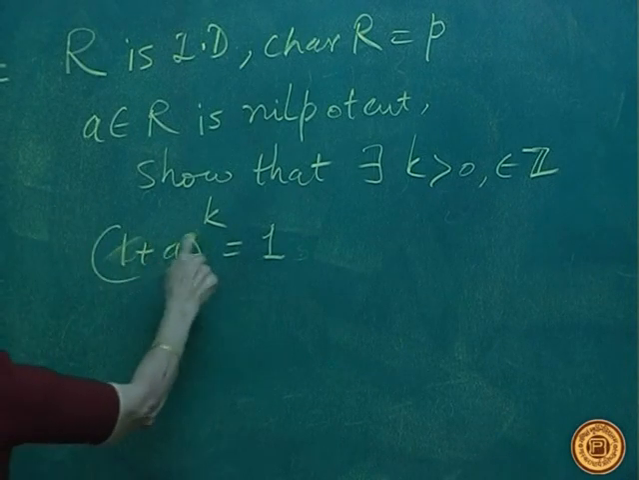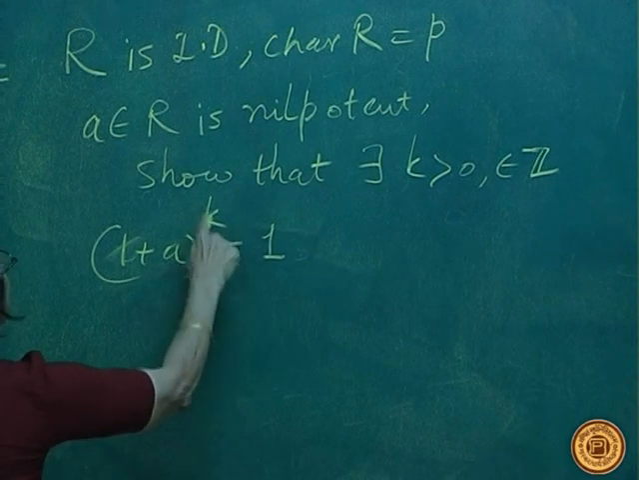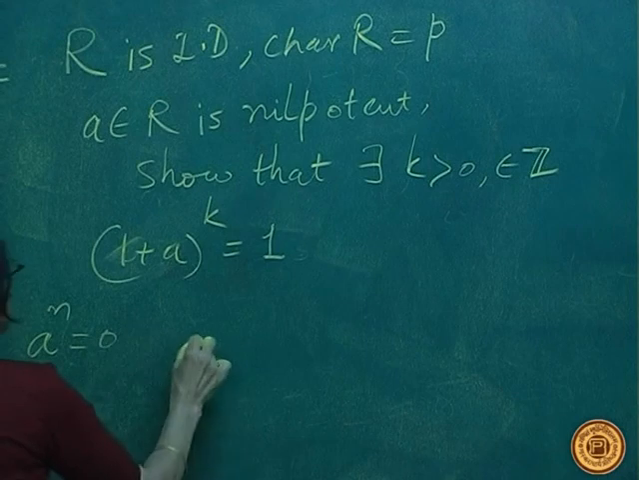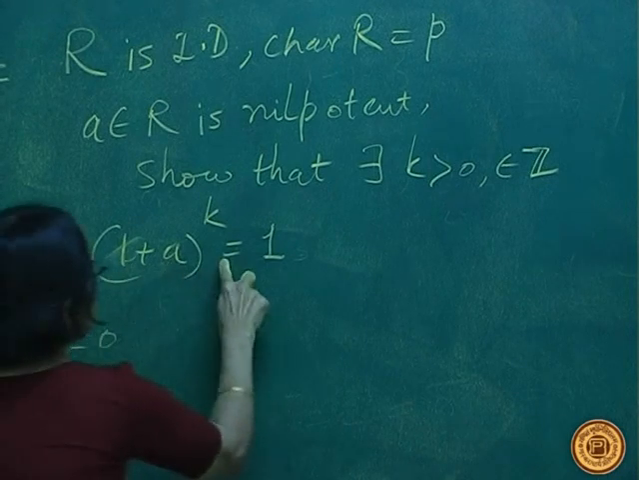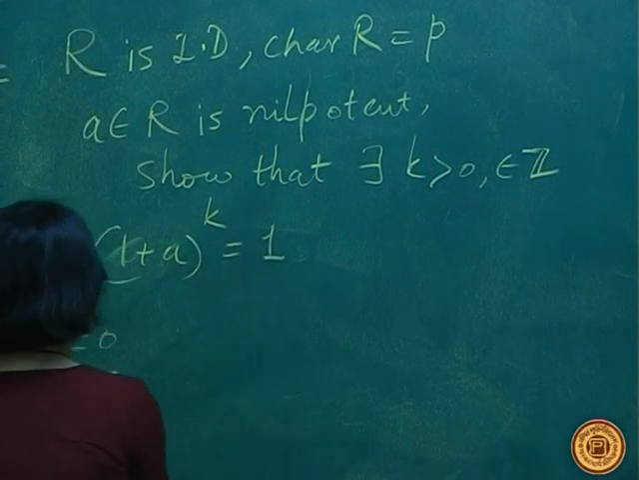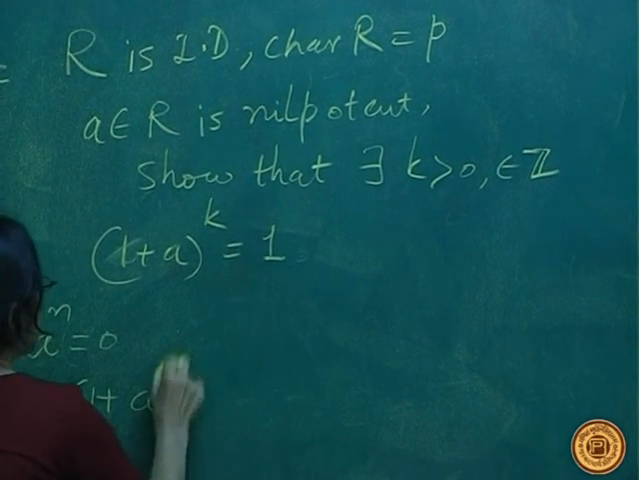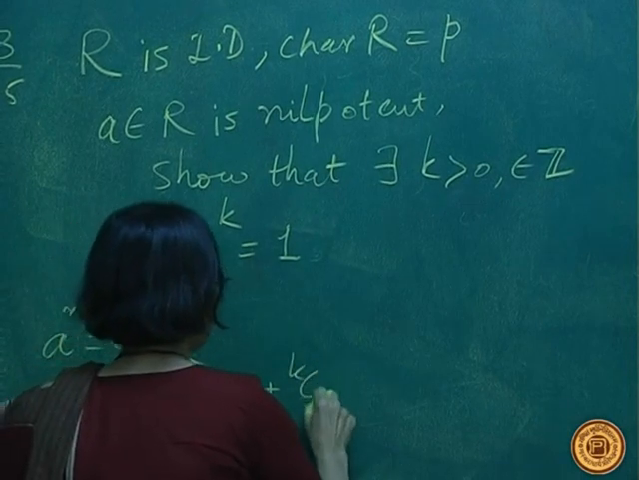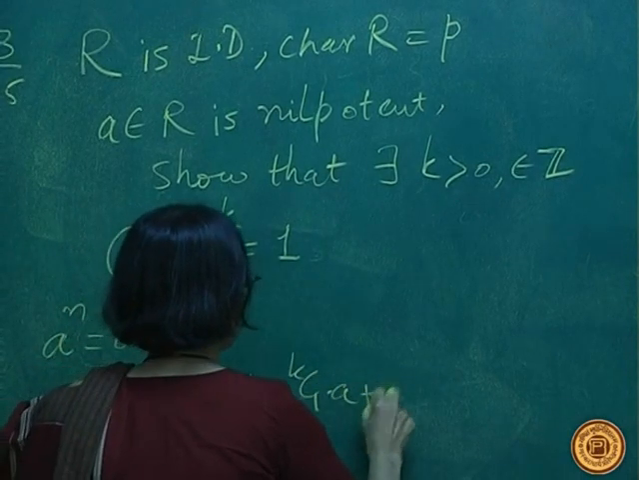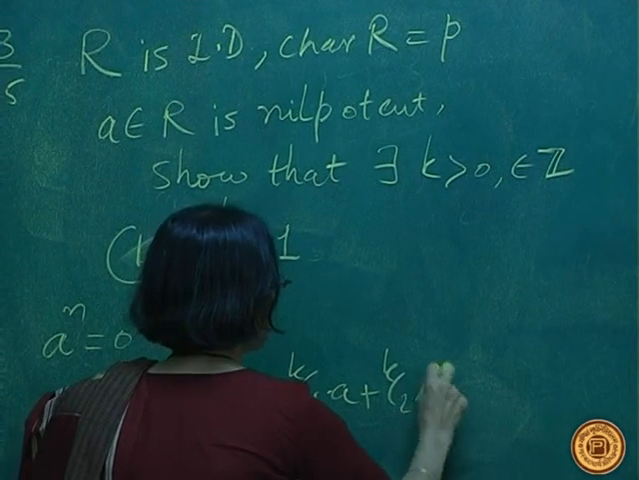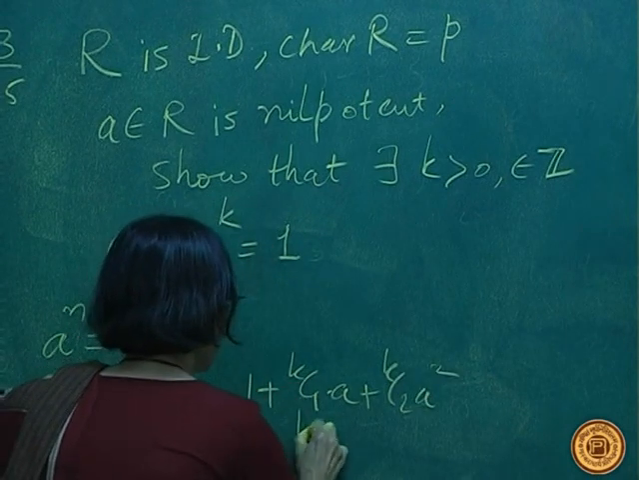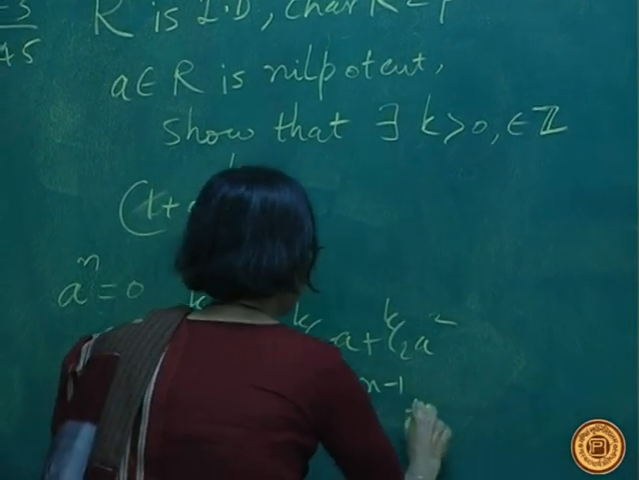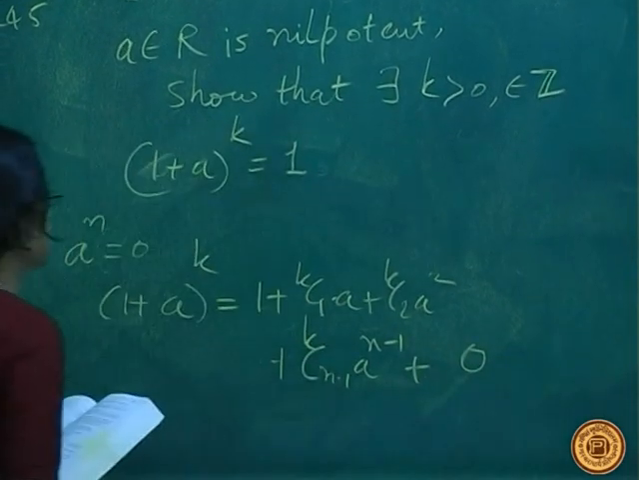What you need to do here is just expand this. a is nilpotent implies that a raised to n is equal to 0 for some n. And if you expand, if k is large enough, all you have to do is use the binomial theorem, and then what do you get? kC1 into a plus kC2 into a squared, and then how long do you have to go? kC(n minus 1) only, because the rest of the terms are going to be 0.